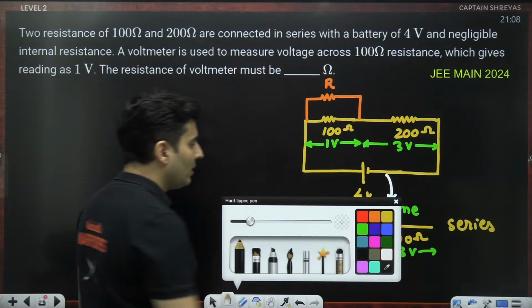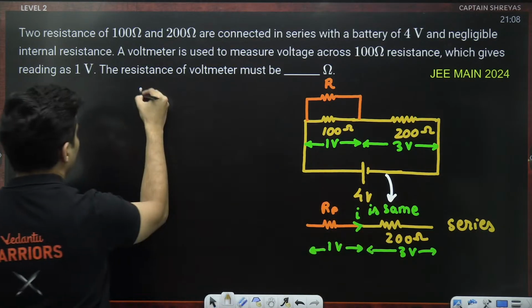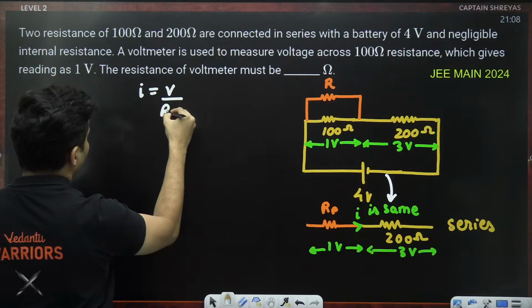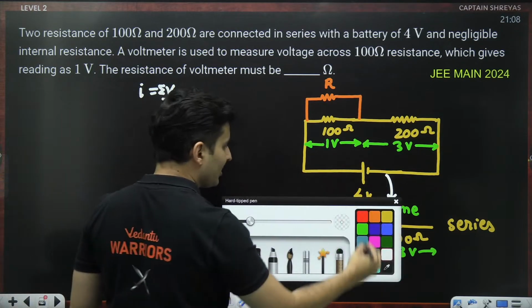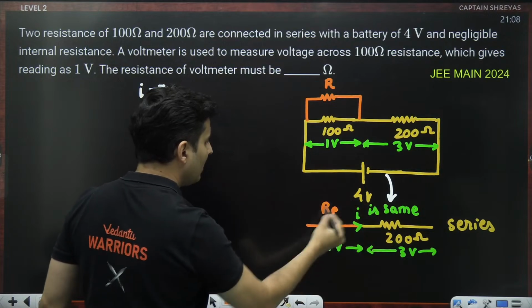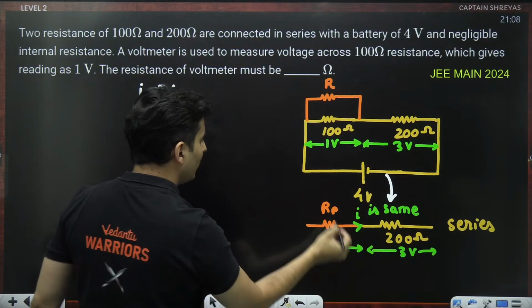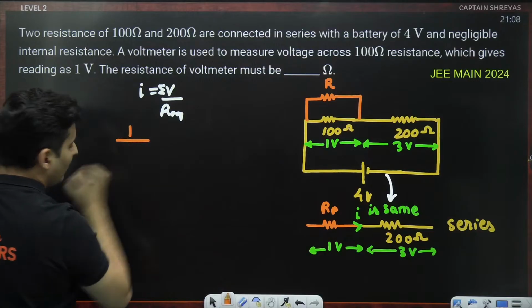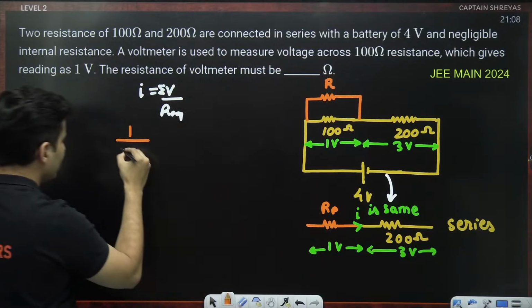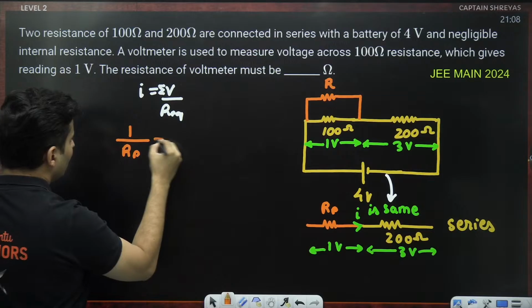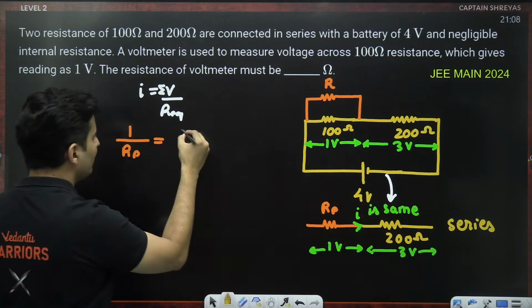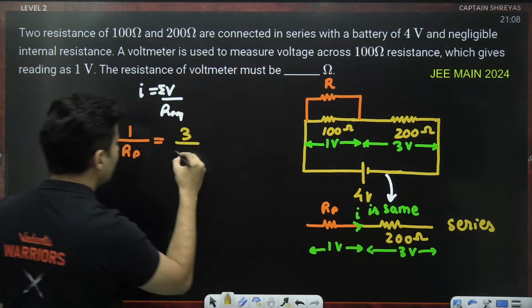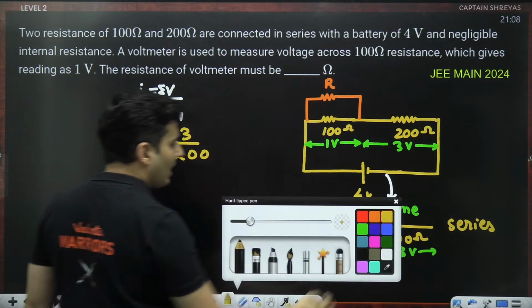So this diagram I have converted into this diagram. So what is the value of current? Current is nothing but voltage divided by resistance, whatever is there. Total voltage divided by resistance. So use that concept for left side and right side. For left side, current is voltage by resistance. Voltage is 1, resistance is RP, and for the right hand side, voltage is basically 3 and resistance is basically 200. But what is RP, guys?